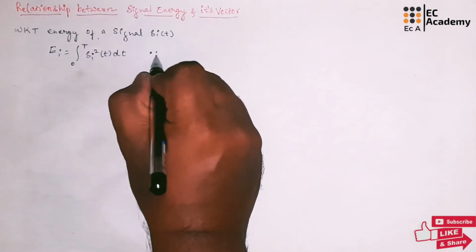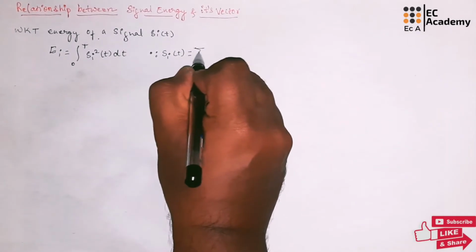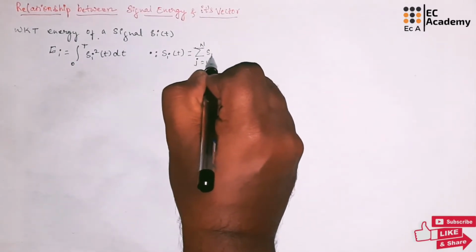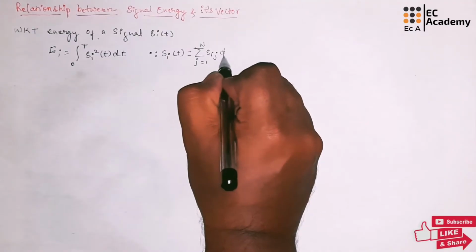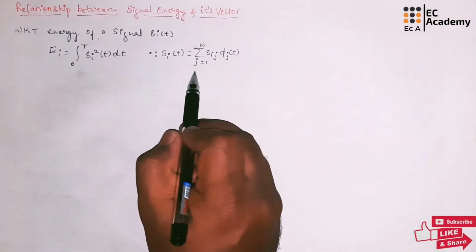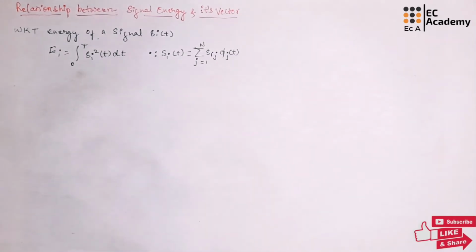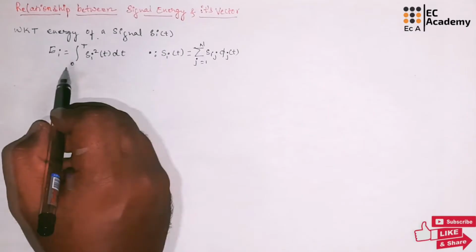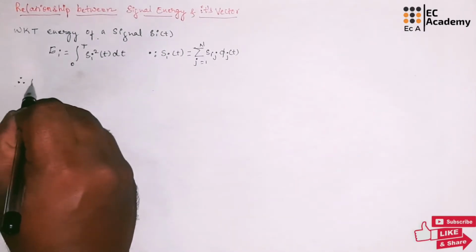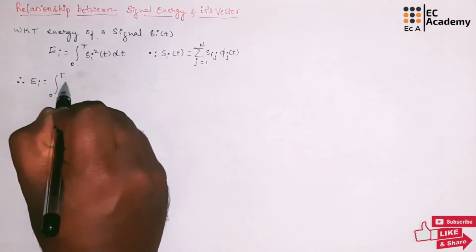Since Si of t can be given as summation of j is equal to 1 to n Sij phi j of t, this we have understood in our previous derivation. This is how we can represent a signal. Now let us use this equation in the energy expression. Therefore, we can write Ei is equal to integration of 0 to T.